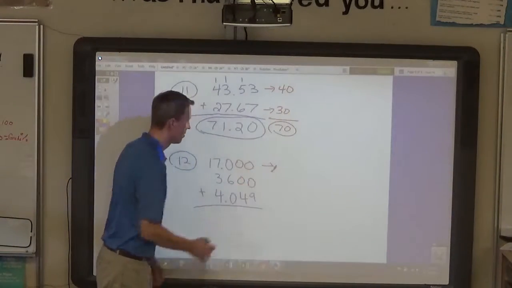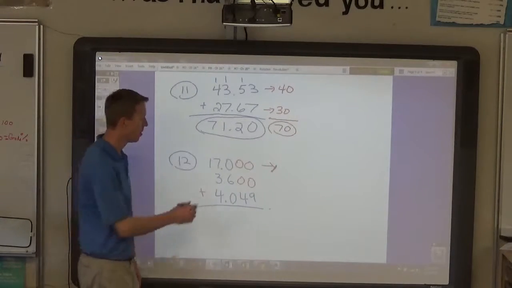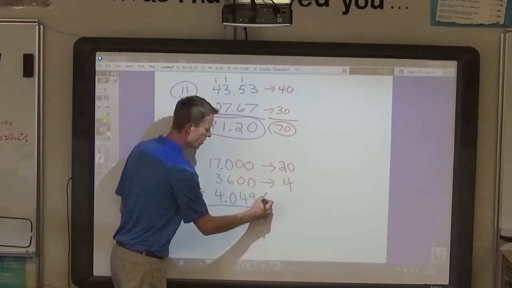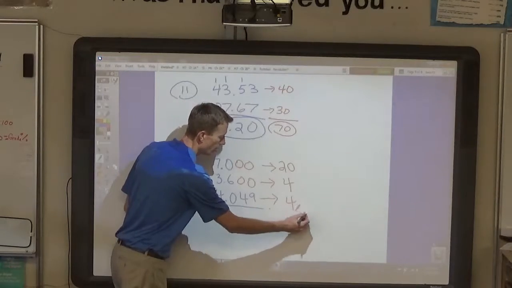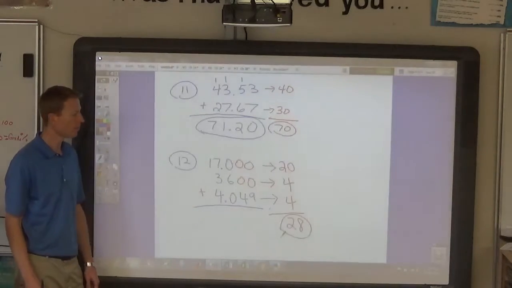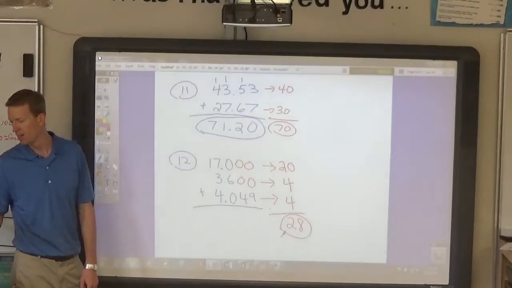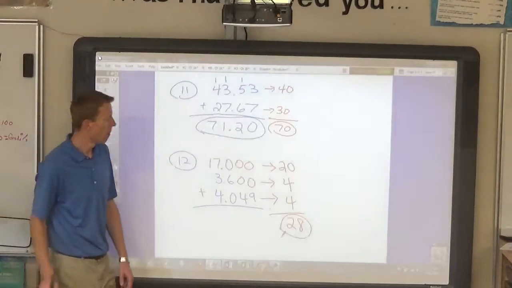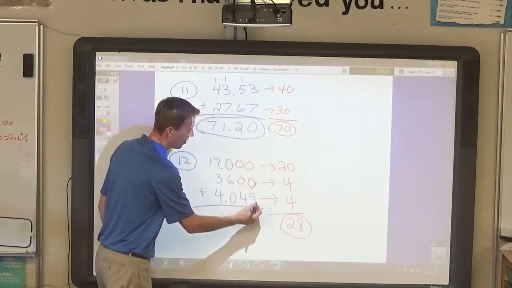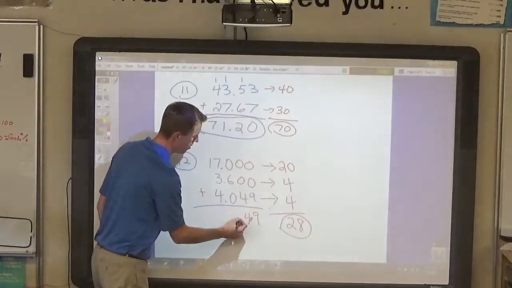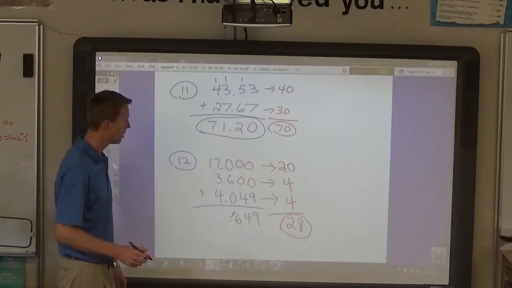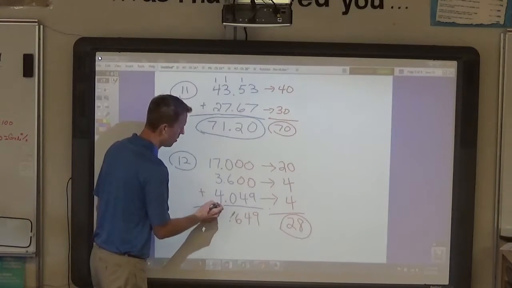Round these. We can use front end estimation. So 20 plus 4 plus 4, 28. Then we can add these up. 9, 4, 6, and 17 plus 3 is 20, plus 4.